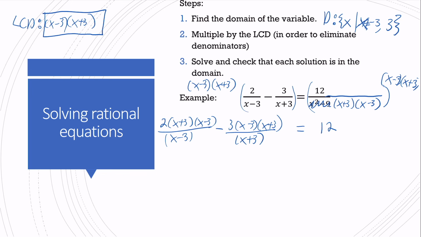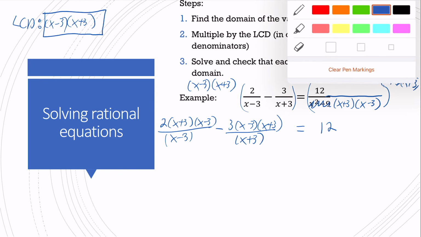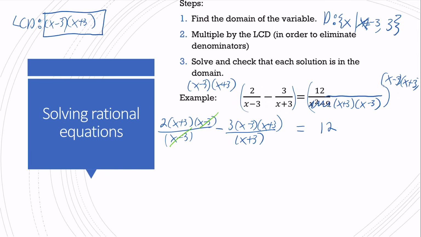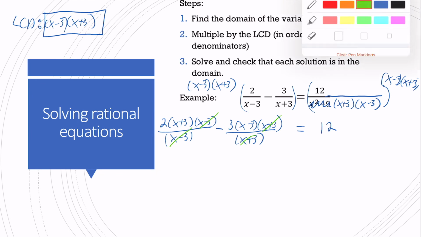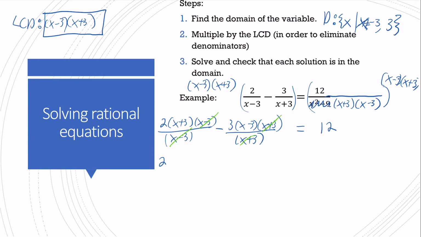And we can see that my x minus 3s are going to cancel out, and my x plus 3s are going to cancel out. So I'm left with 2 times x plus 3 minus 3 times x minus 3 equals 12. Now I have an equation, one variable. I need to distribute and solve.